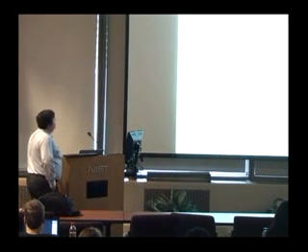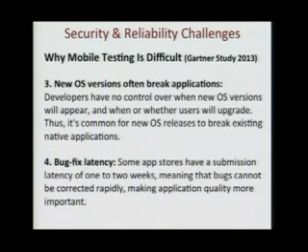Finally, in terms of OS versions, new versions often break applications. Developers have no control. And bug fix latency. Some app stores have a submission latency of 1 to 2 weeks, meaning that bugs cannot be corrected rapidly. See, the market is fast, but unfortunately, fixing the problem is very, very difficult.